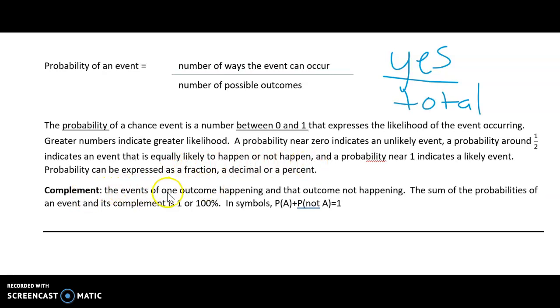Complement: the events of one outcome happening and that outcome not happening. The sum of the probabilities of an event and its complement is 1 or 100%. So if I say pick all of them that are red, and then I say pick all of them that are not red, you should be picking all of them, which is 100%.